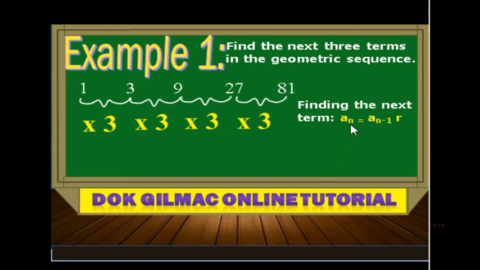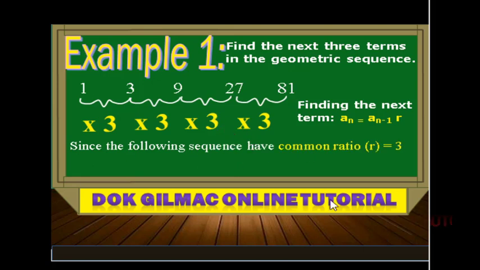To find the next term, we have this given formula: a sub n is equal to a sub n minus 1 times r. Since r is equal to 3, the next 3 terms in this geometric sequence are 243, 729, and 2187. Simply, 81 times 3 is 243, times 3 we have 729, times 3 we have 2187.